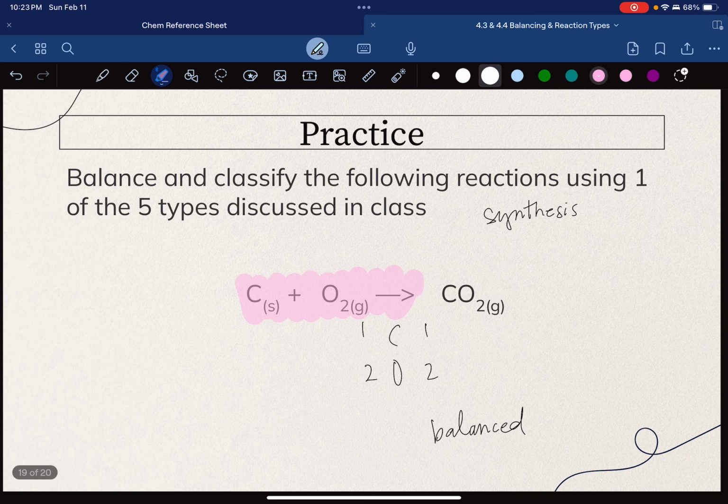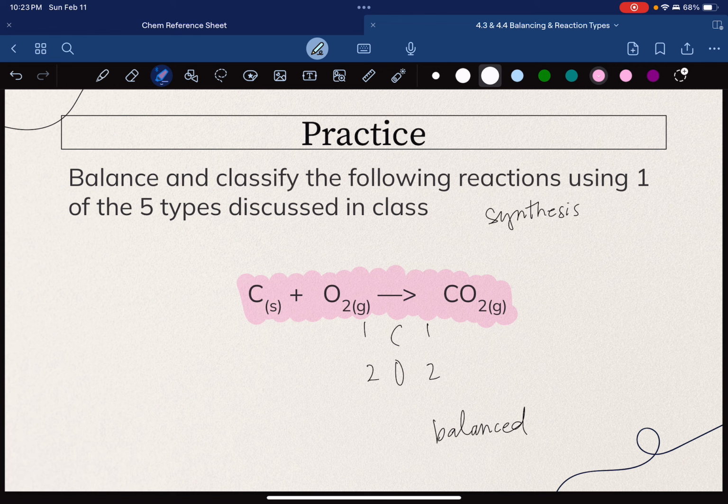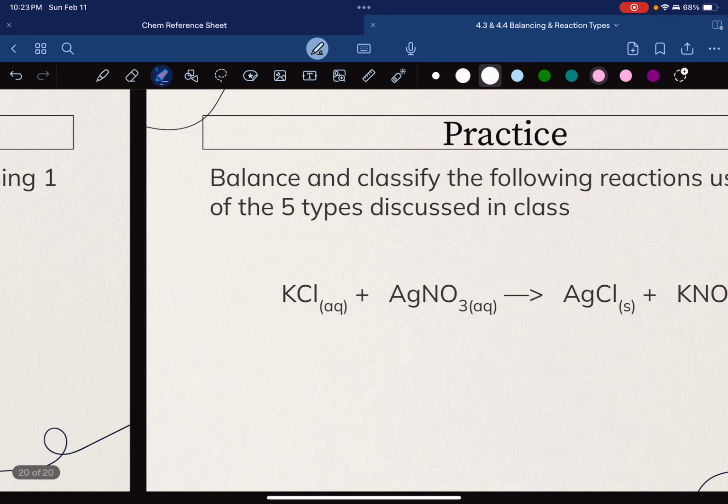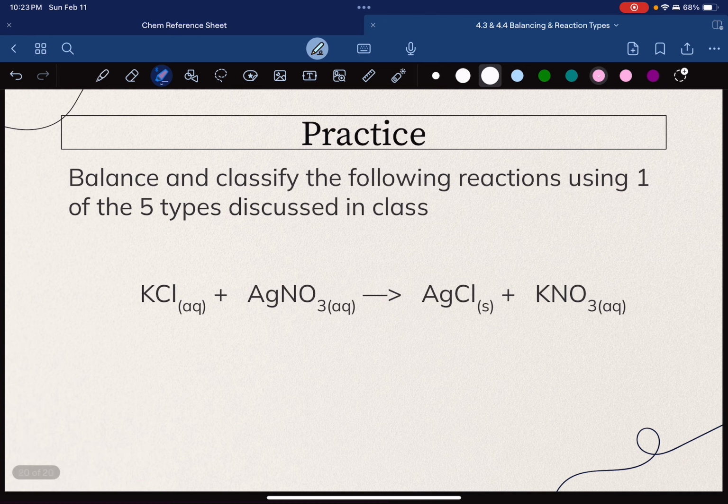Let me put this here. So if I asked you what coefficients were in front of this, hopefully you don't say 0 because remember, it's that invisible 1. So it's 1s all across. Let's look at this last one.